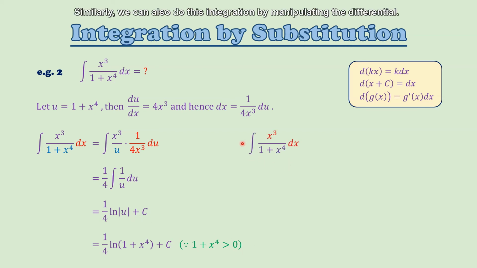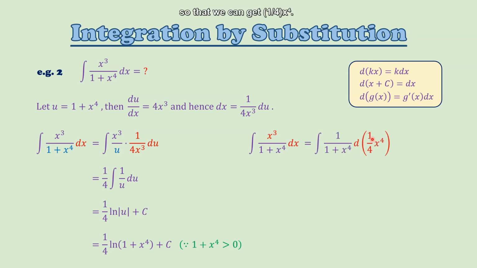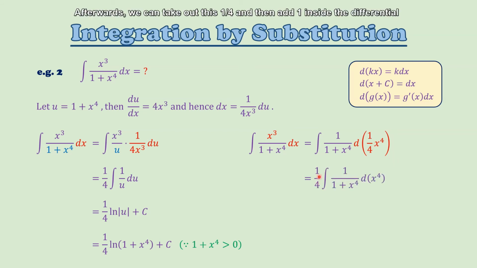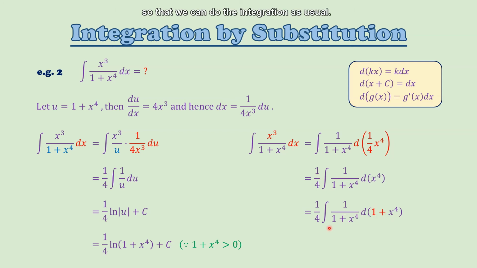Similarly, we can also do this integration by manipulating the differential. We can first of all put this x cubed inside the differential by integrating this x cubed, so that we can get 1 over 4 times x to the power 4. Afterwards, we can take out this 1 over 4 and then add 1 inside the differential, so that we can do the integration as usual.